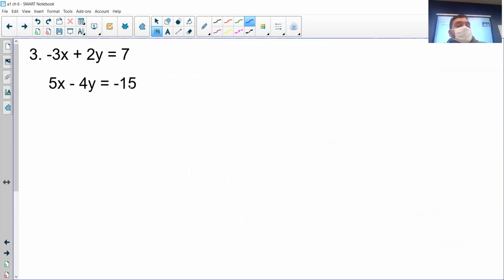That is a negative 3x. Yes. Negative 3x plus 2y equals 7. You guys are doing this problem.